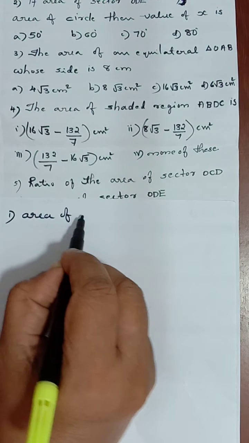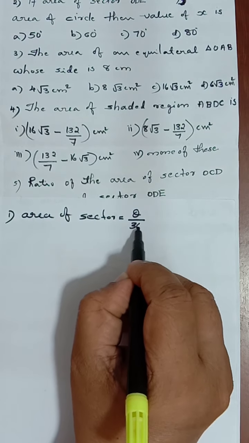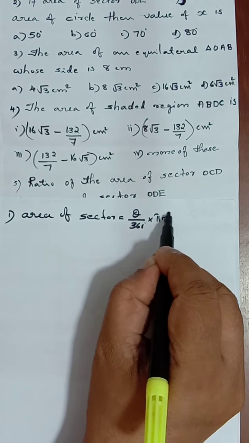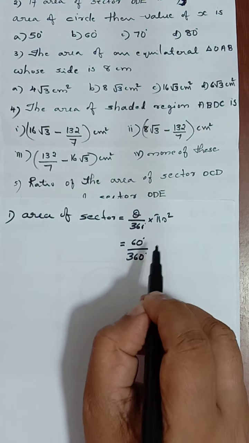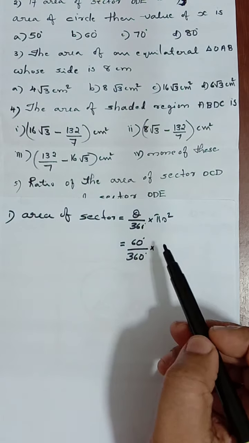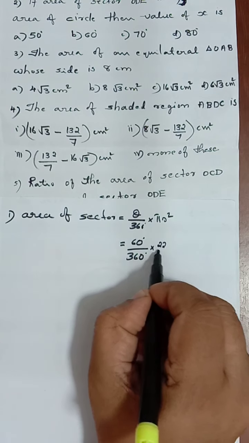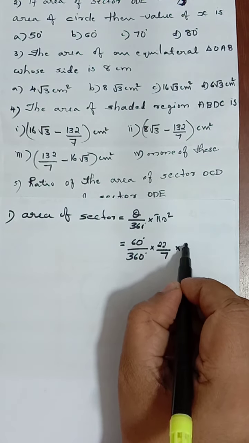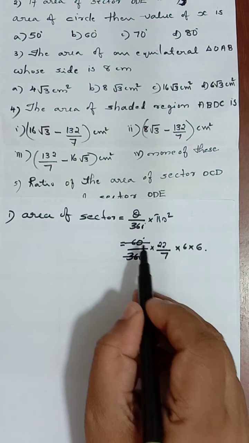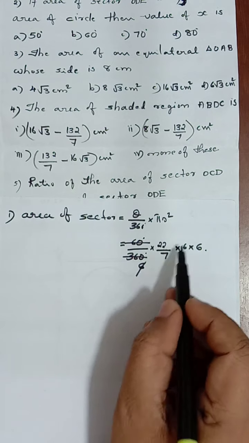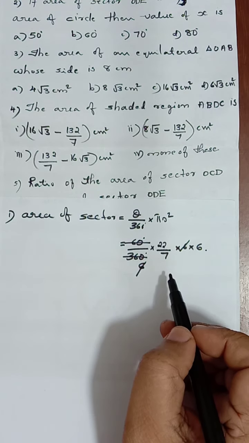Area of sector equal to theta by 360 degree into pi r square. We have seen theta is 60 degree by 360 degree into pi value we have to substitute because in the answer the values are given. So we have to substitute 22 by 7 into radius, we have seen it is 6. So 6 into 6 we are calculating. 60, 6 times it is. Again we have to cancel. We are getting 22 into 6 divided by 7.